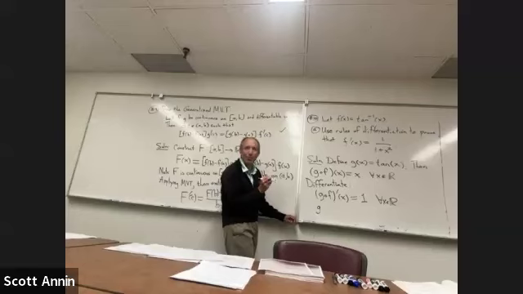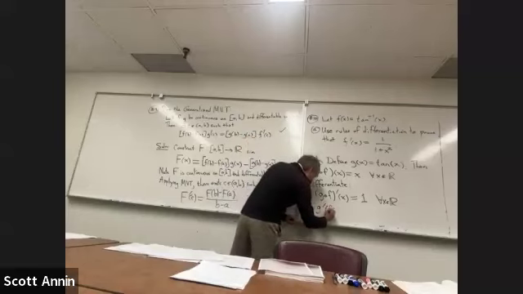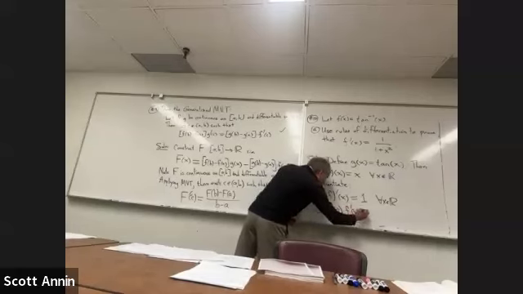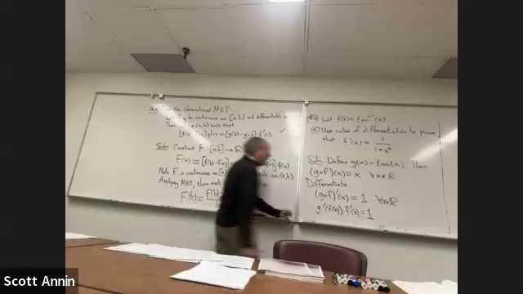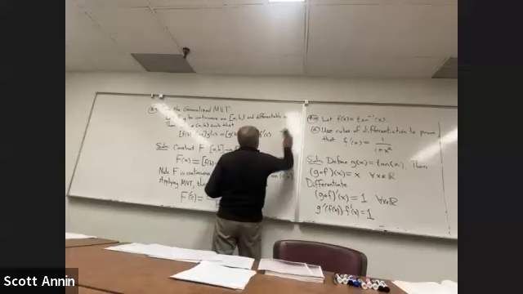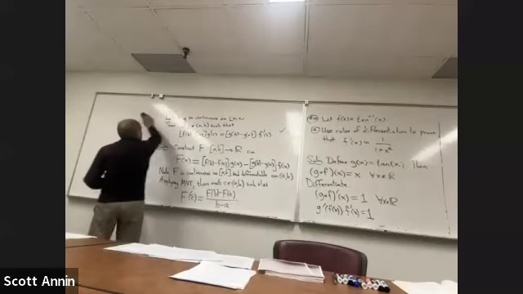This is on your review sheet. Everybody needs to know this for tomorrow. G prime of f of x times f prime of x equals one. I love it. Okay, great. So we've got that much so far. That's a good start. Let's come back over here.